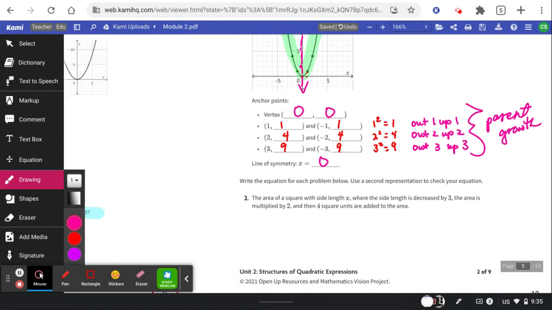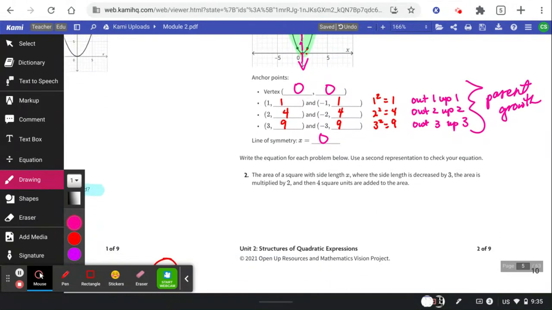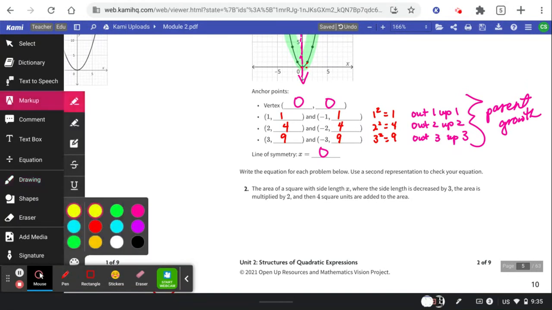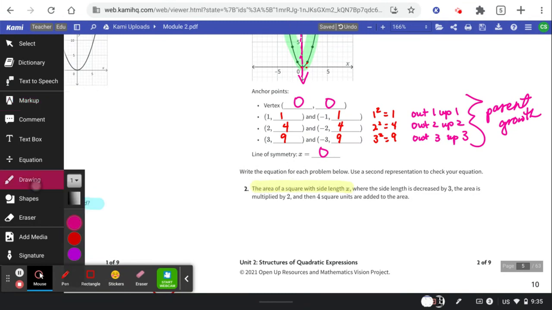Okay, write the equation for each problem below. Use a second representation to check your equation. So this one's like a little word problem here. It says the area of a square with side length x. So draw me a square where the side length is decreased by 3 and the area is multiplied by 2. And then 4 square units are added to the area.